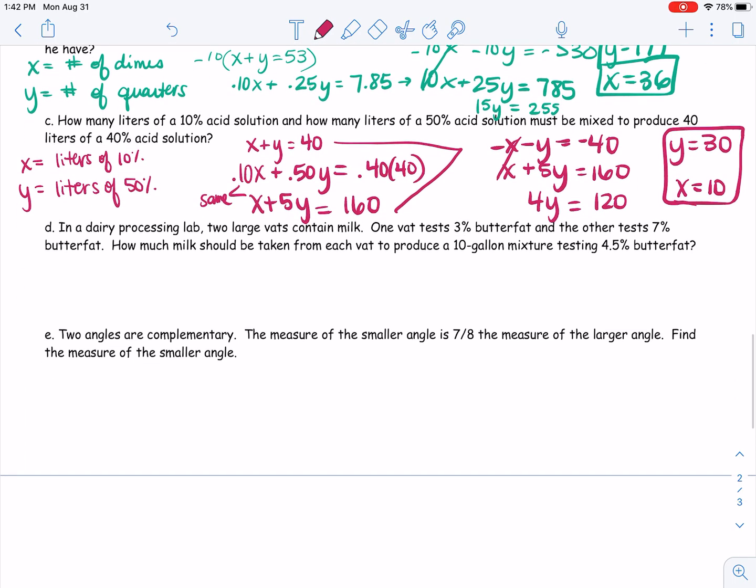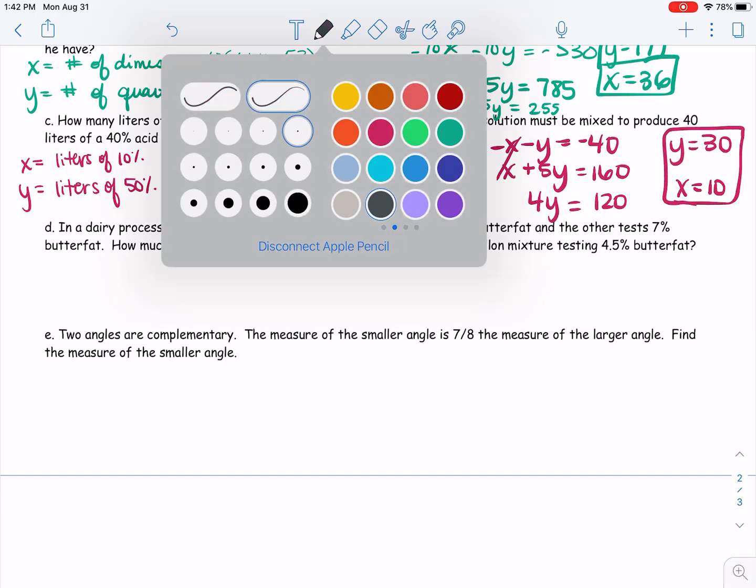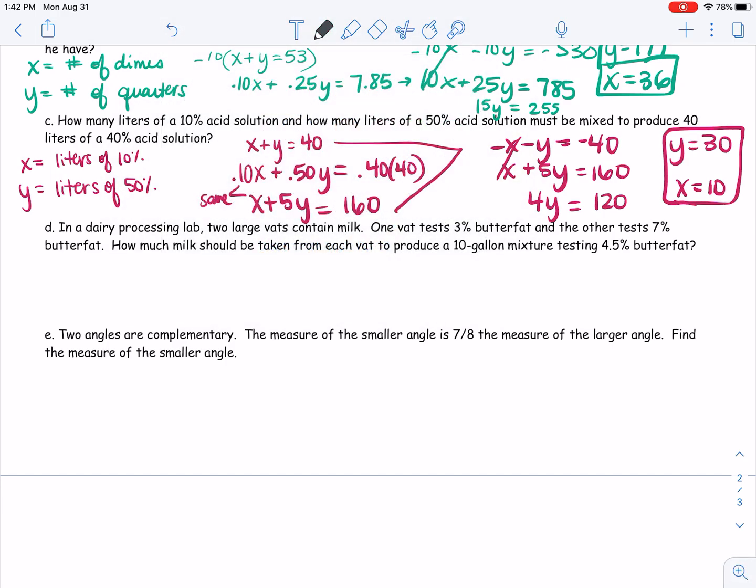In a dairy processing lab, so we're talking about maybe some cows, 2 large vats contain milk. One vat tests 3% butterfat, and the other tests 7% butterfat. How much milk should be taken from each vat to produce a 10-gallon mixture testing 4.5% butterfat? The same exact problem as the acid solution.